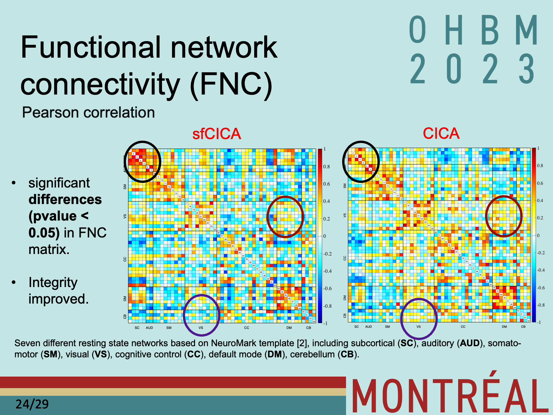Furthermore, we estimated functional connectivity for the components. For this purpose, we first categorized the estimated components into 7 different resting state networks, including subcortical, auditory, somatomotor, visual, cognitive control, and cerebellum. The functional connectivity between the components is based on the Pearson correlation. The Pearson correlation was used to estimate the FNC, and as you see, the FNC of our proposed method was significantly different with respect to the constrained ICA.